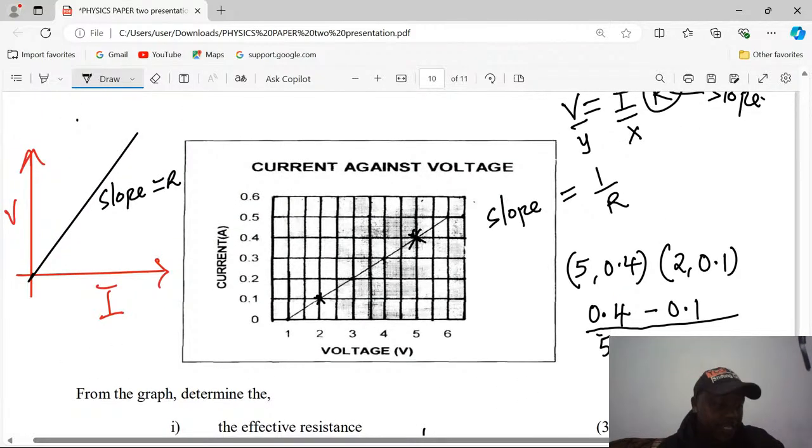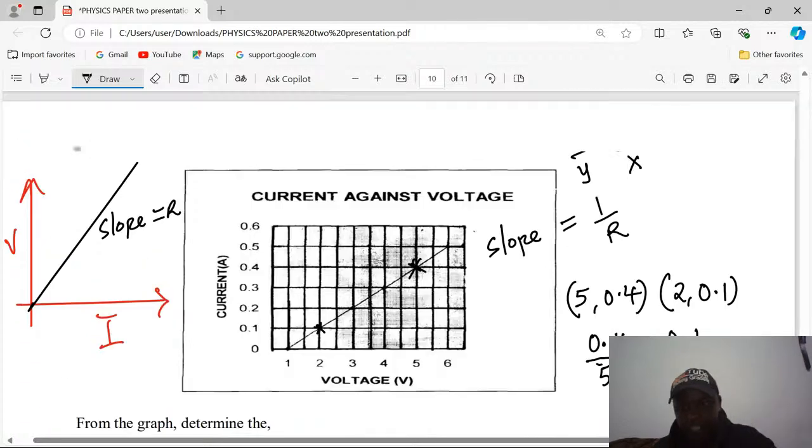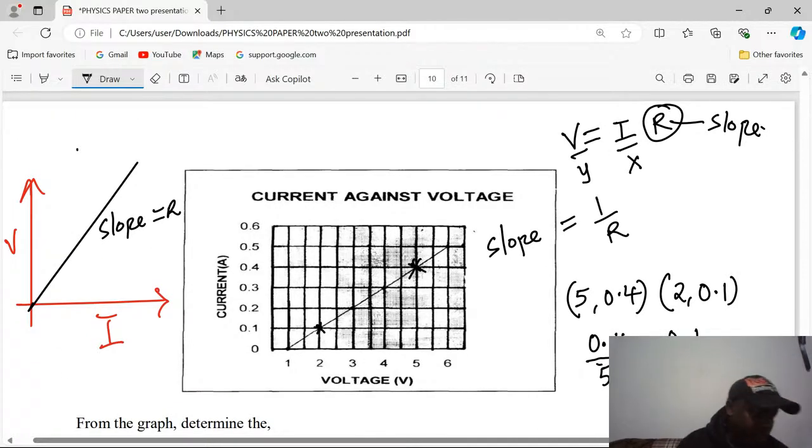This one requires a serious analysis. A student must be very keen with all the attention in the paper.